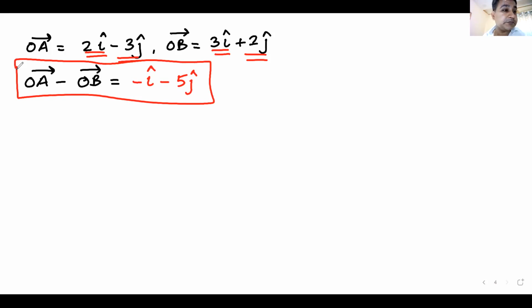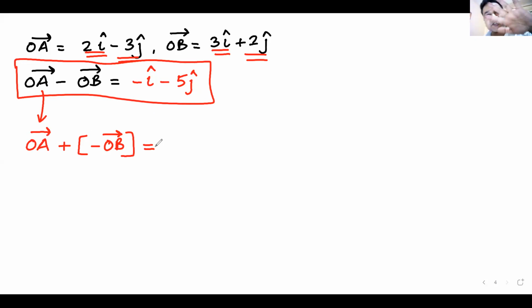So we must understand here that there is no extra law for subtraction of vectors. What I have done here, if you look very closely, is I have still added the OA vector, but I have added the negative of the OB vector. Are you getting my point, everyone? So I have taken the OB vector, found the negative of it, and then added it.